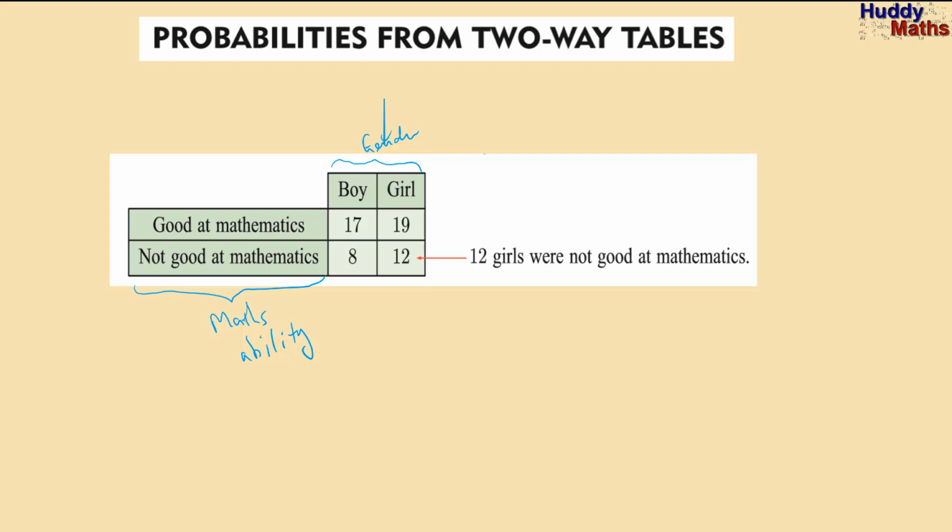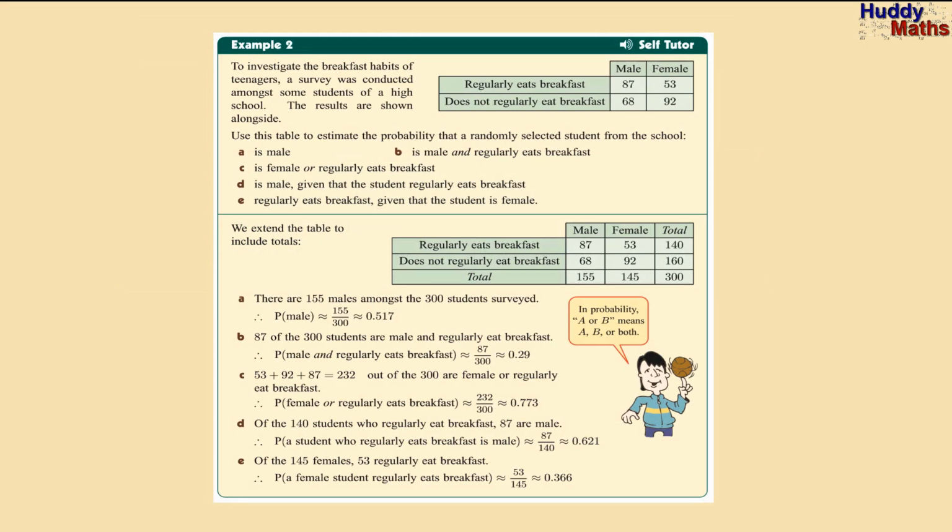So what does this mean? Let's look at this business here. 12 girls were not good at mathematics, right? Well, there's the girl column there, and 12 were on this row, so they're not good at maths. 17 boys were good at maths. Okay, so you get the idea of how to read the columns and the rows. All right, let's go on and look at an example.